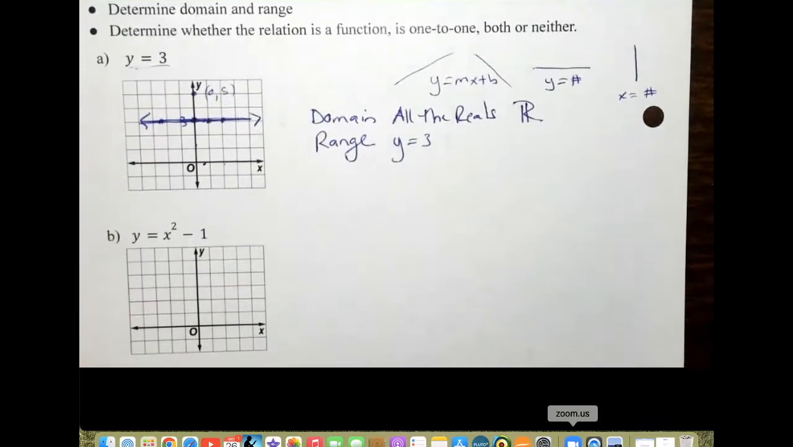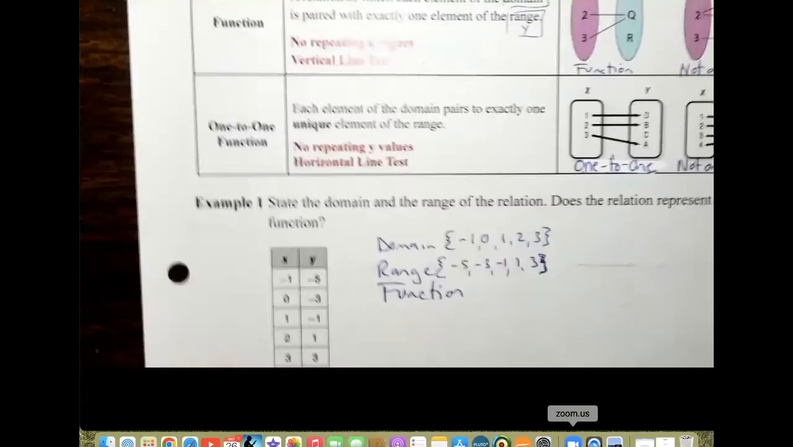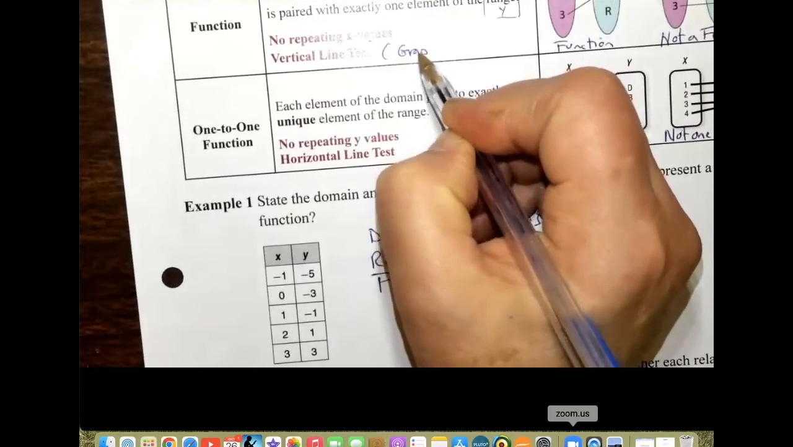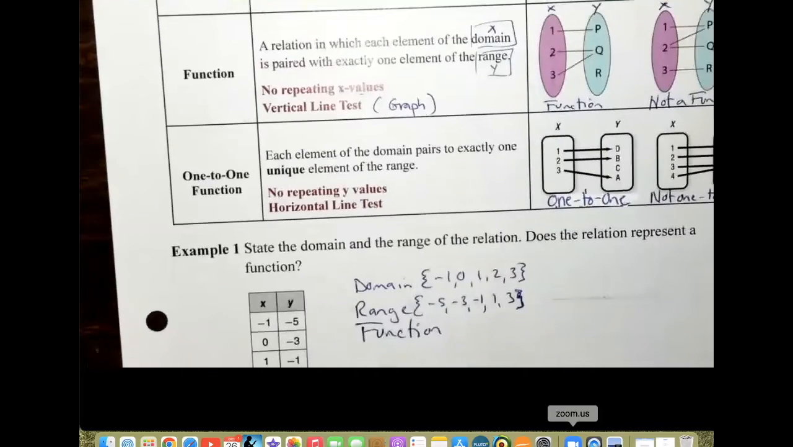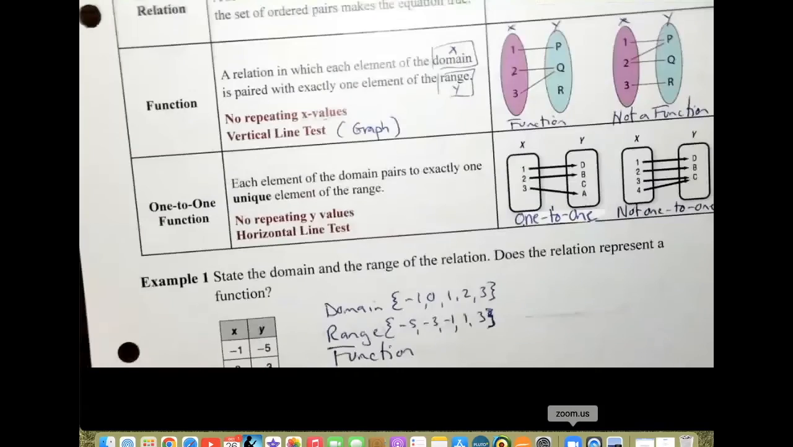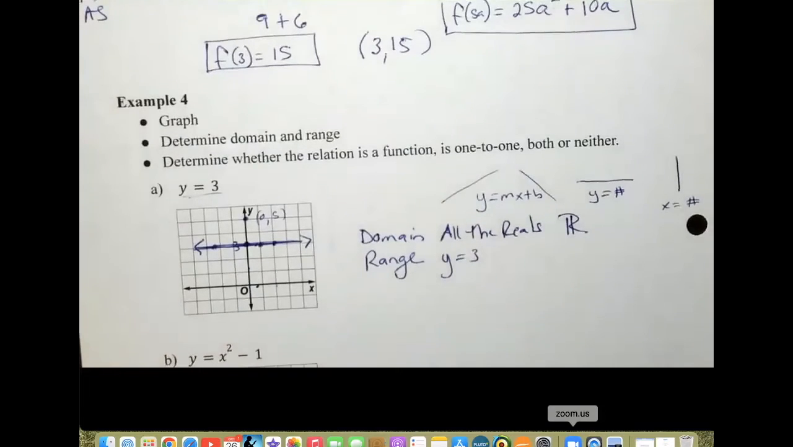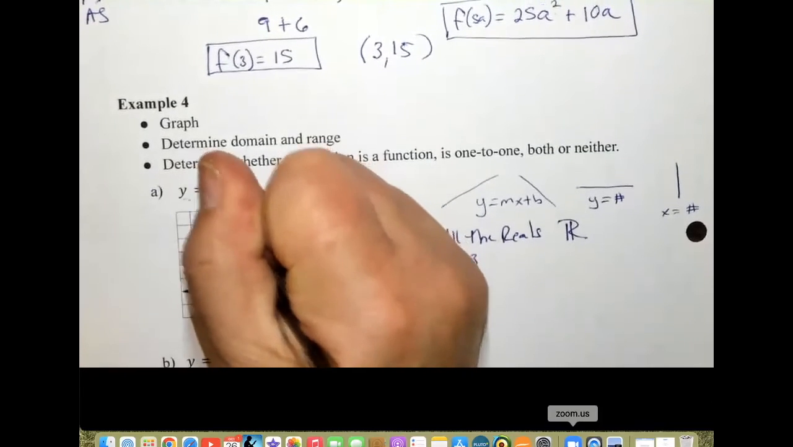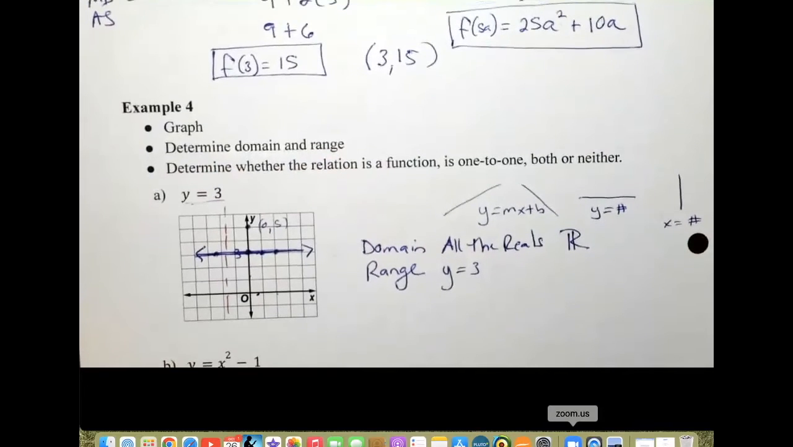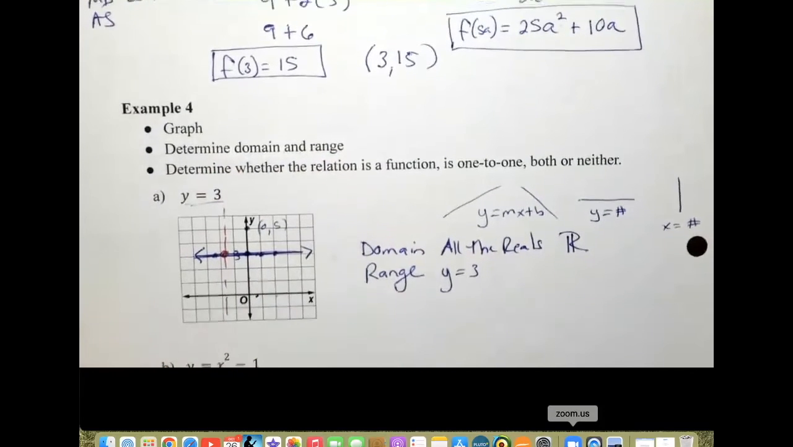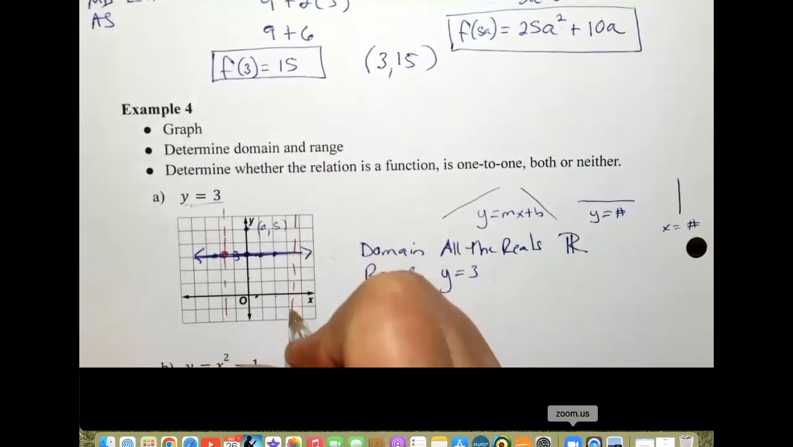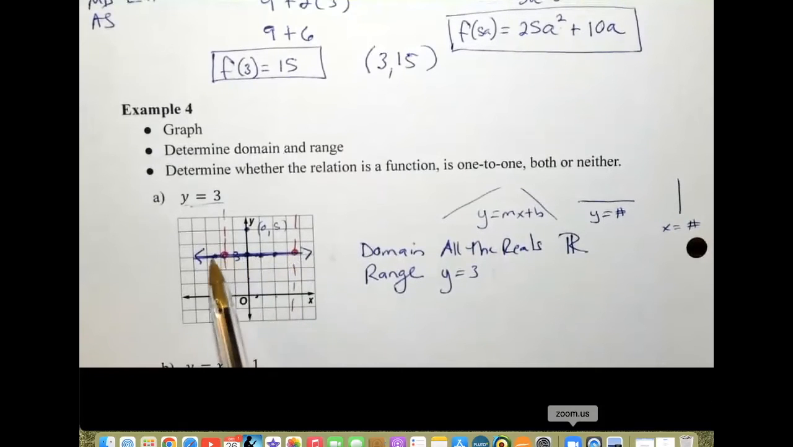Then we need to look back at the definition of function, because when I have a graph, I do something different. I use the vertical line test. A vertical line can only touch the function once, because it can only have one x value. If I make a vertical line right here, how many times did I touch the function? Once. So it's still a function. Is there anywhere I could draw a vertical line where it would cross more than once? No. So all the x points are different. I don't have any repeating x's here. By the vertical line test, this is a function.